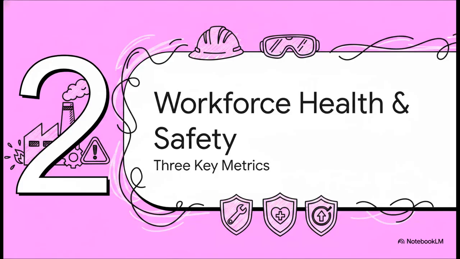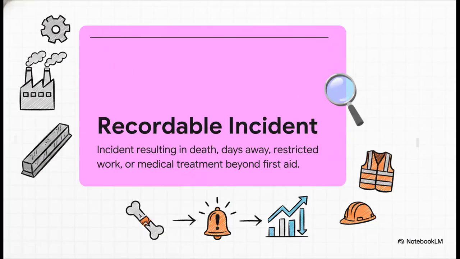Moving on to Section 2, Workforce Health and Safety. We're looking at three key metrics here. To monitor exactly how well a company is managing its hazardous environment, SASB requires the reporting of three specific safety metrics: TRIR, fatality rate, and NMFR. Let's define them real quick.